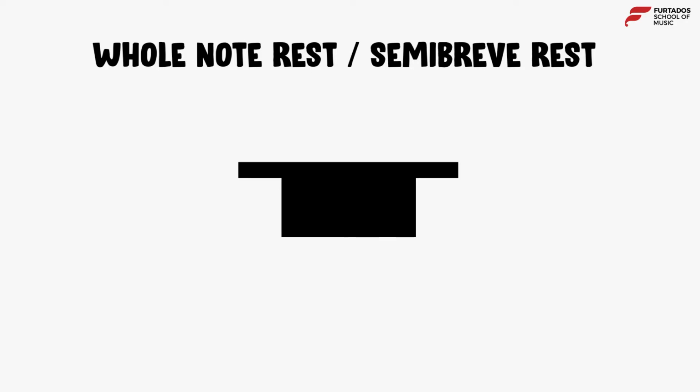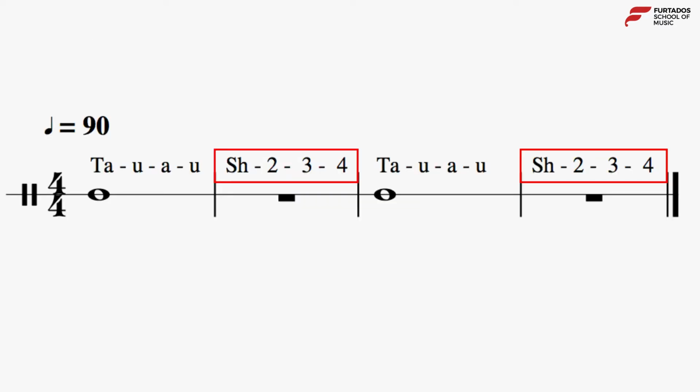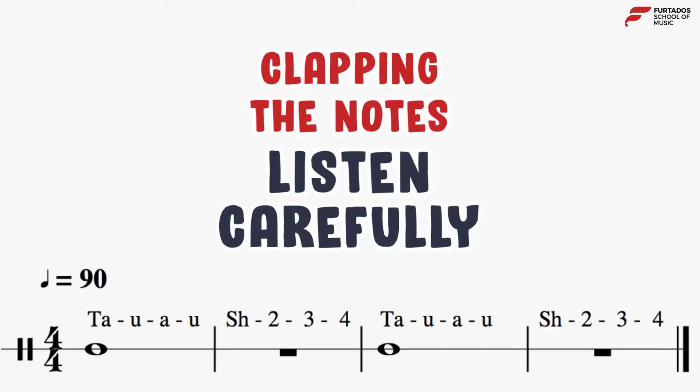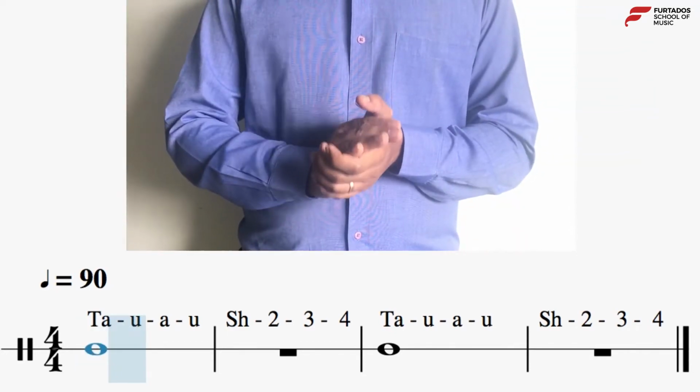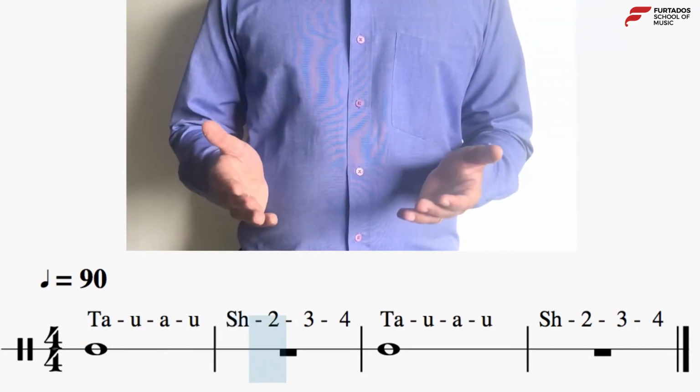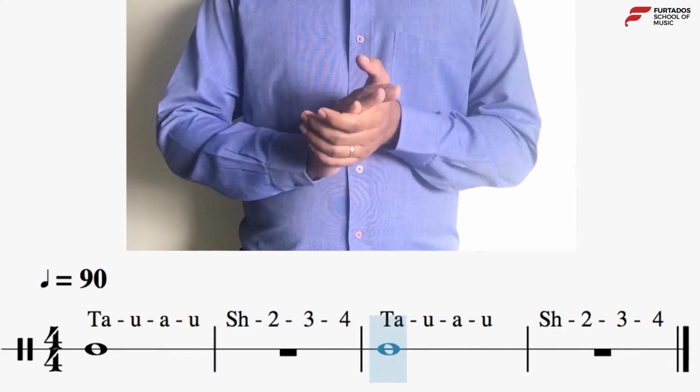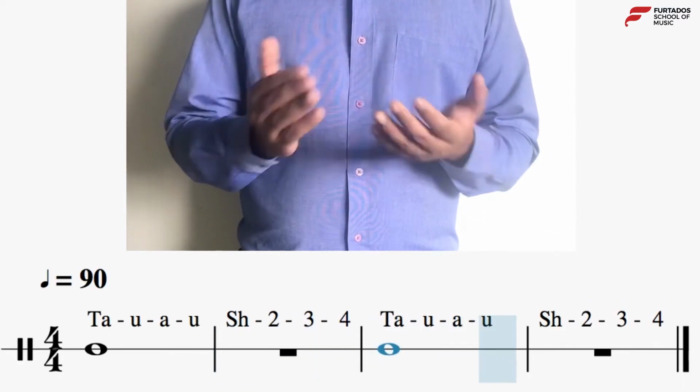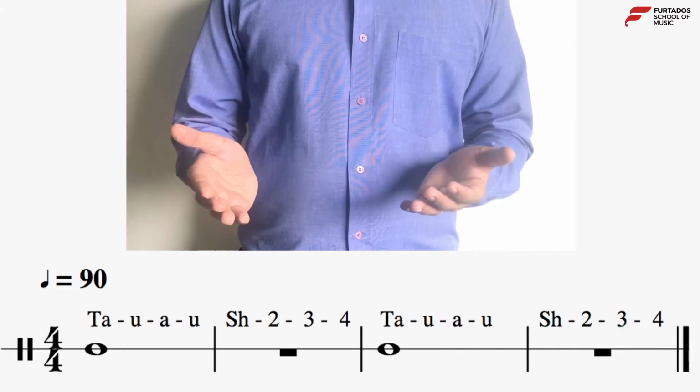This is a whole note or a semibreve rest, which means there will be four beats of silence. It looks like this. When we see this, we'll say shh, two, three, four for this. Here's one example. Ready, steady, ready, listen. Ta, ooh, ah, ooh, shh, two, three, four.